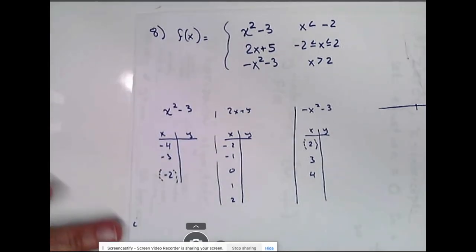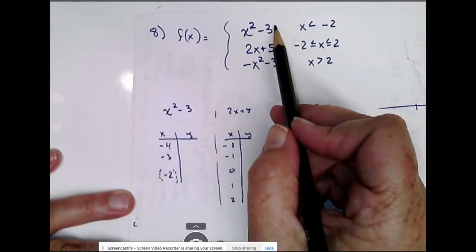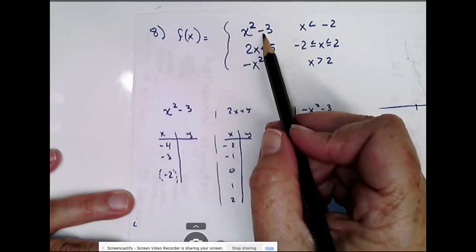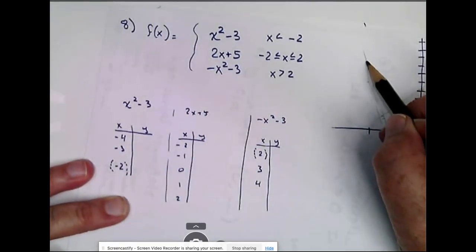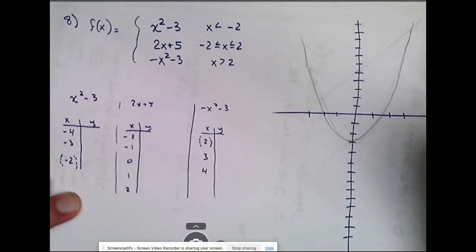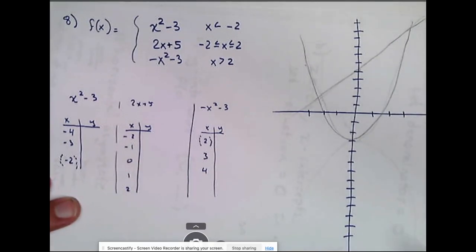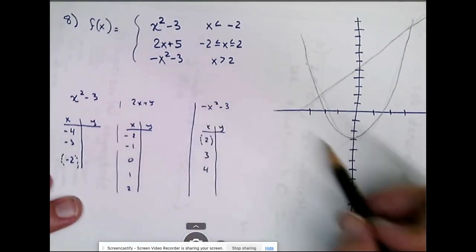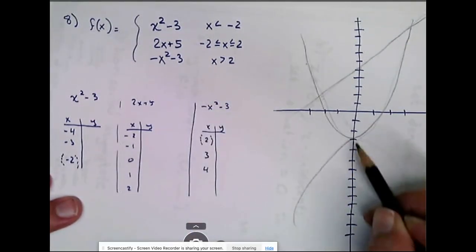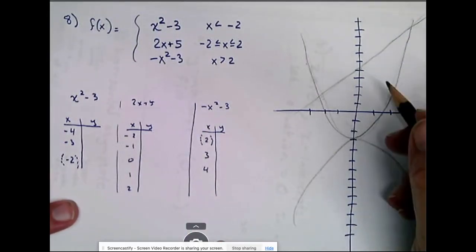And so here's kind of your last lesson in piecewise functions. This function is made up of 3 parts. A parabola, which is x squared minus 3, and a linear equation, 2x plus 5, and another parabola, negative x squared minus 3. This is a really bad drawing of it.